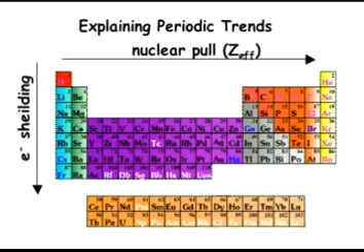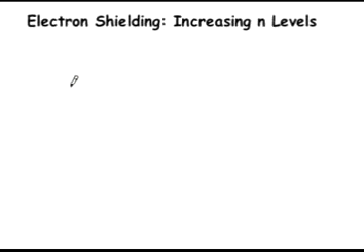So let's first look at this concept of electron shielding. In order to explain this concept, we're going to start with lithium on the top left-hand corner of the periodic table. So electron shielding involves increasing n levels. We've talked about already the principal quantum number is n.